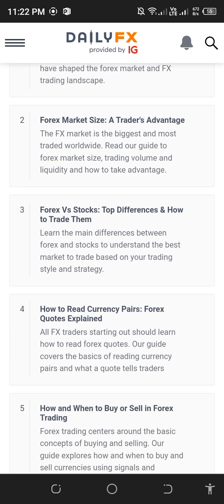Next, Forex market size, a trader's advantage. The FX market is the biggest and most traded worldwide. Read our guide to Forex market size, trading volume, and liquidity. Liquidity and how to take advantage.